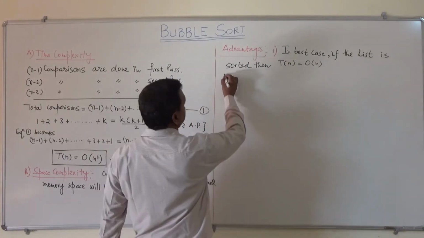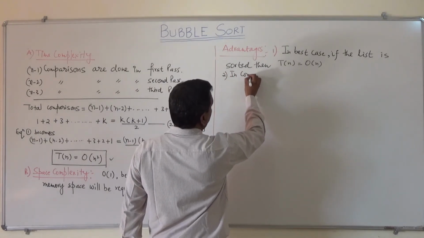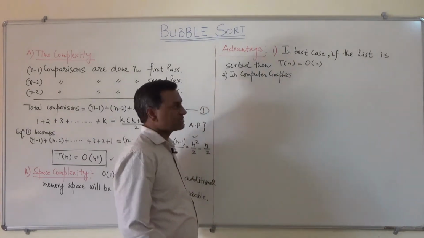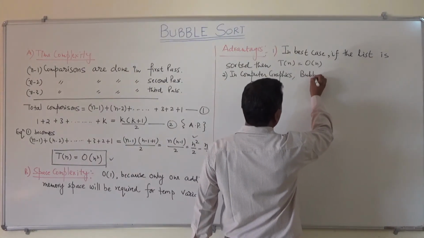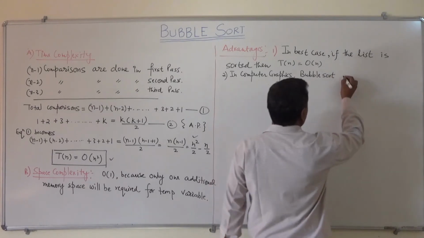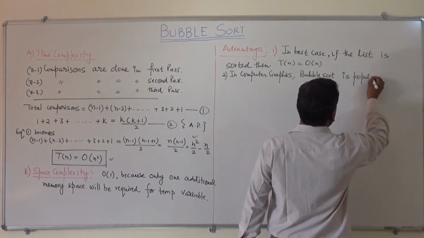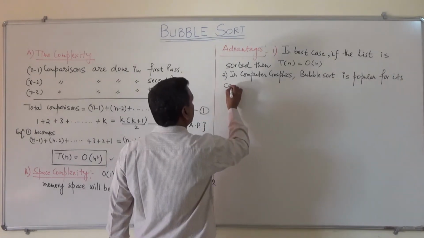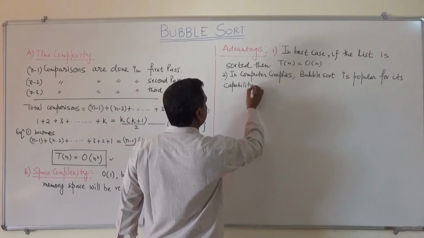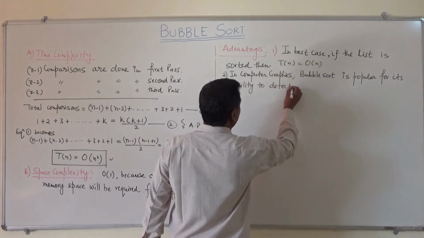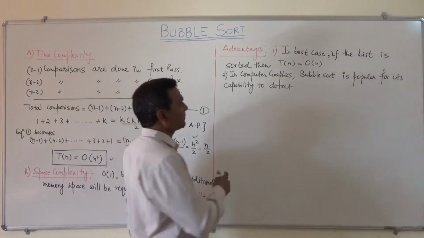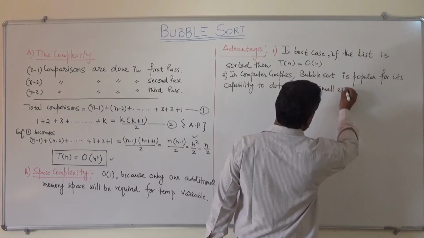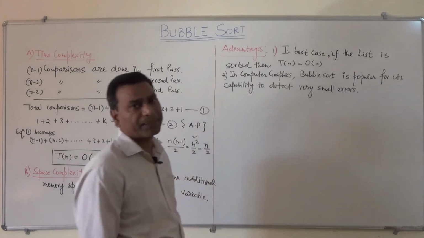And the second benefit is, in computer graphics, this bubble sort is popular for its capability to detect very small errors. This is the second benefit of the bubble sort algorithm.